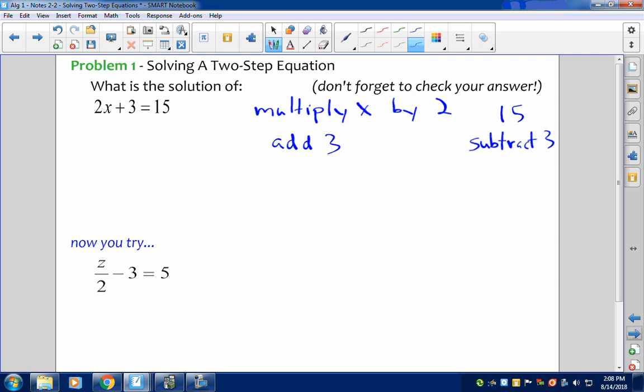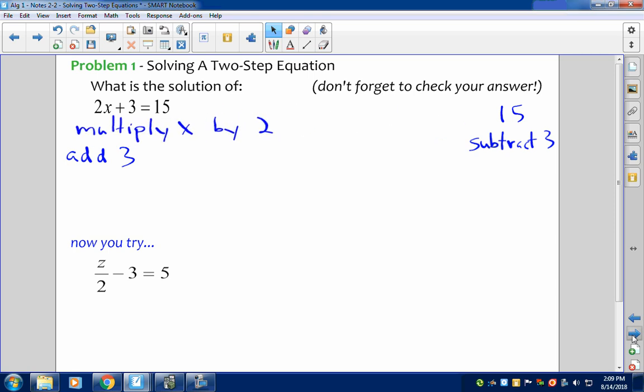You got a number in your mind? Take 15, subtract 3. 12. You got it? Okay, then what do you do next? So we've lifted this off, right? It's gone. What do I do next to get x all by itself? So I pull the tissue paper off. Now, divide by 2. So the inverse operation of multiplying x by 2 is to divide by 2.